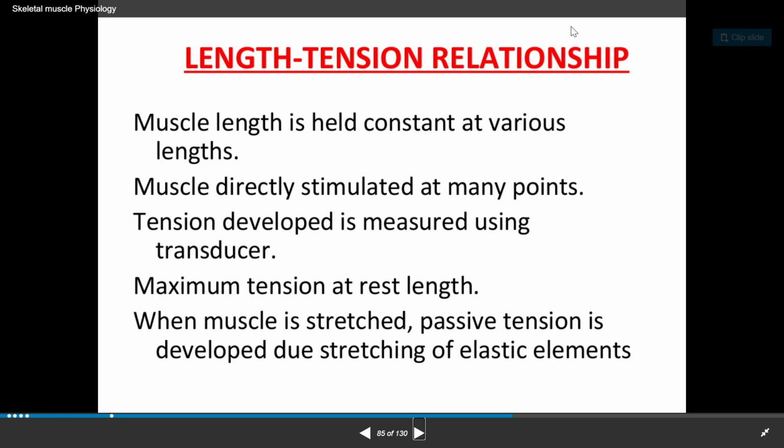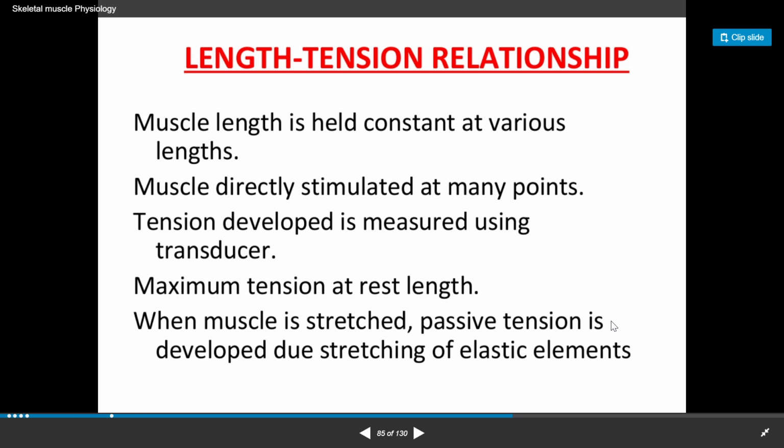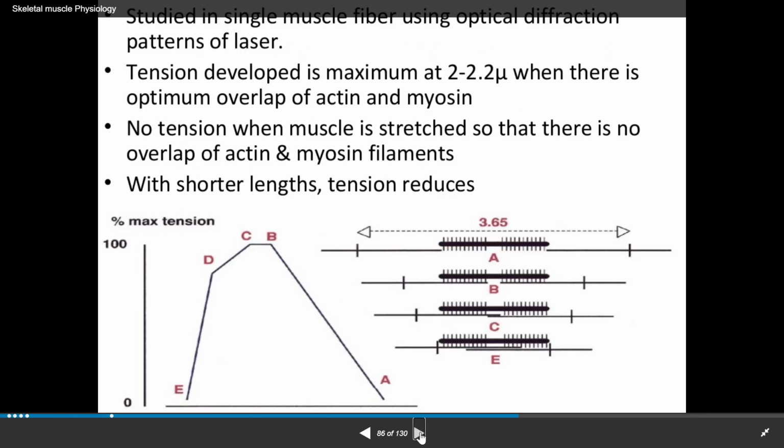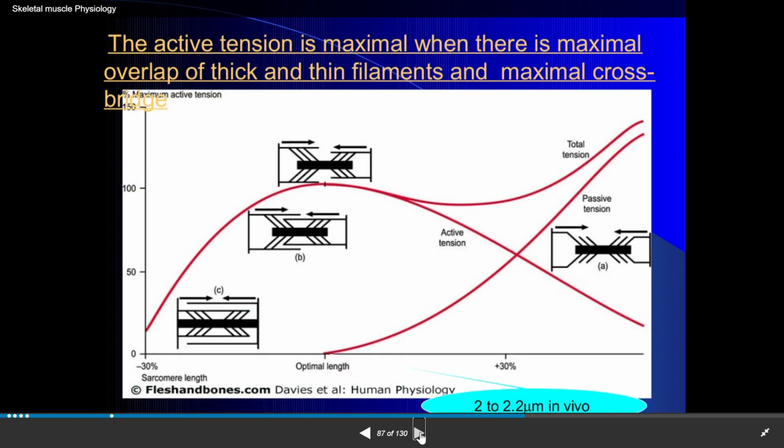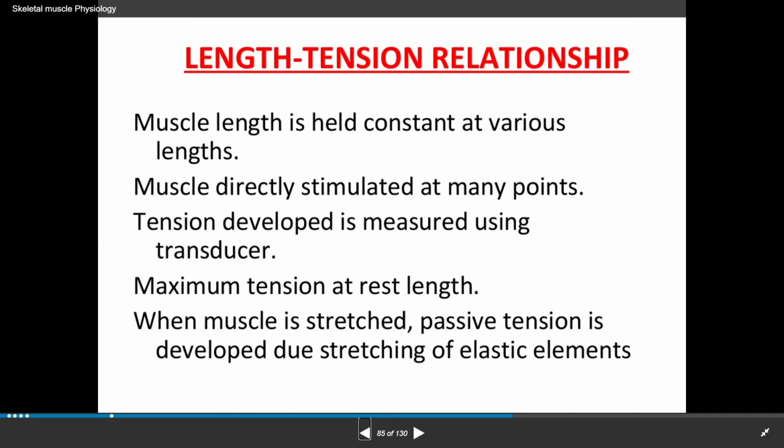Length tension relationship: the muscle length is held constant at various lengths and the muscle is stimulated at many points. When the muscle is stretched, passive tension is developed due to stretch of elastic elements. So this is not important. You can see the muscle tension length curve. The one thing you should know in the length tension relationship is that you can find the optimum length. That is very important.